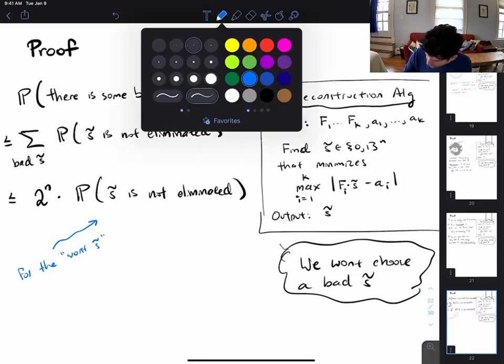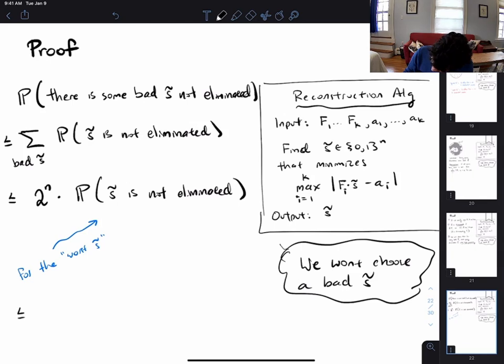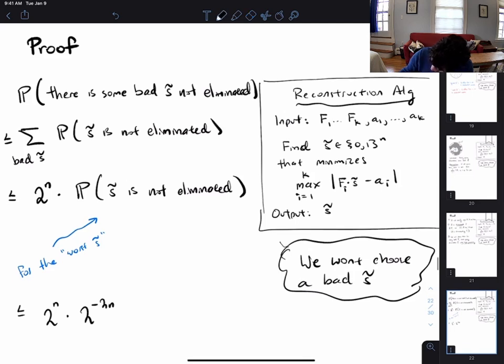All right, so what we're going to do is show that this thing is at most like 2 to the minus 2n. The probability that each individual bad S tilde is not eliminated is like 2 to the minus 2n. And that means that the probability that some S tilde is not eliminated is very, very small, like 2 to the minus n.